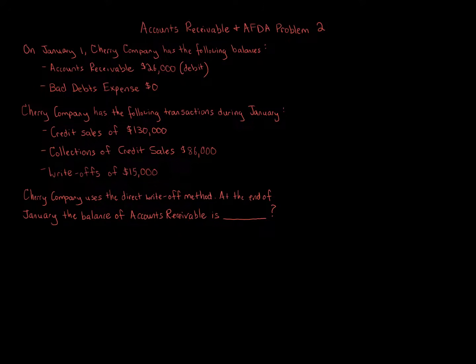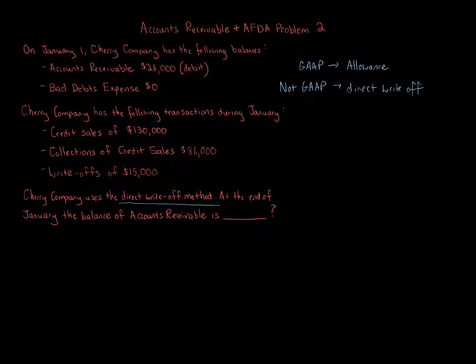Now, the first thing to note, whenever you have a question, is to look at what the question is asking. At the end of January, the balance of accounts receivable is how much? When you're dealing with accounts receivable, bad debt expense, the first thing to take note of is what method the company uses. If you're not told, remember that under GAAP, companies must use the allowance method. If a company is not required to use GAAP, it could do the allowance method, but it can also do the direct write-off method. And this company, we're told, uses the direct write-off method. Told right here, Cherry Company uses the direct write-off method.